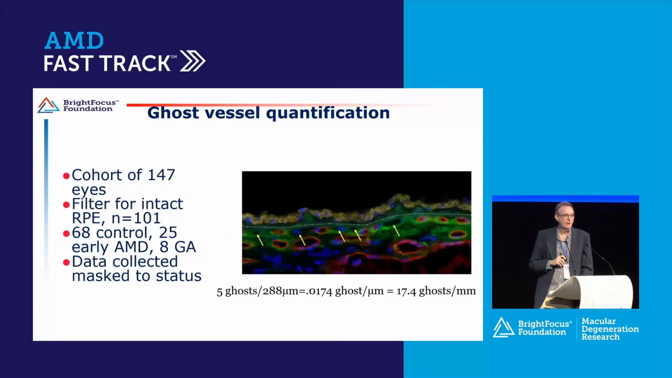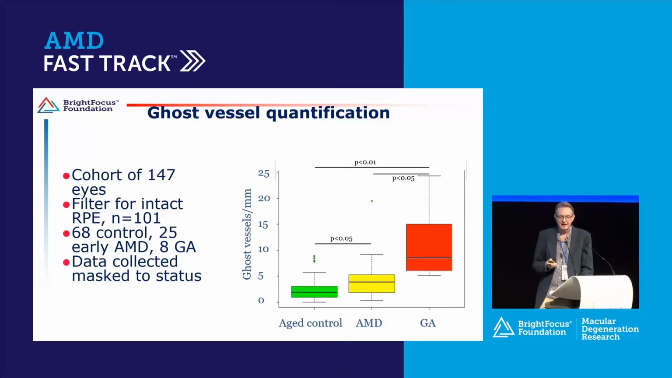So we did an experiment where we wanted to quantify these, and we had 147 eyes. We only studied the ghost vessels when there was intact RPE on top of them, and we measured them in a masked fashion, counted the number per unit length of Bruch's membrane so we can standardize, because sometimes a section is long, sometimes it's short. And when we did this, what we found is that in going from age-matched controls to early or intermediate AMD, there's a significant increase in the number of dead blood vessels per unit length.